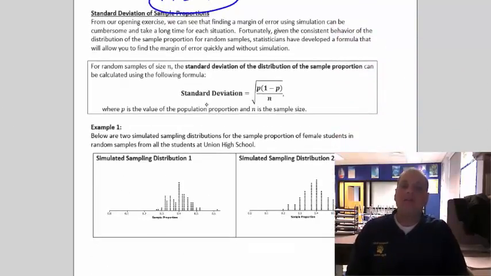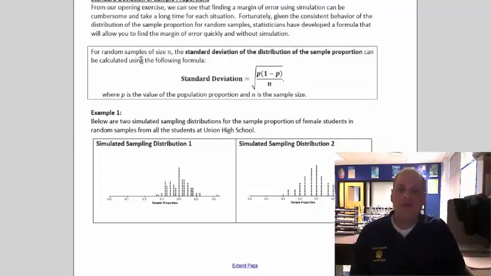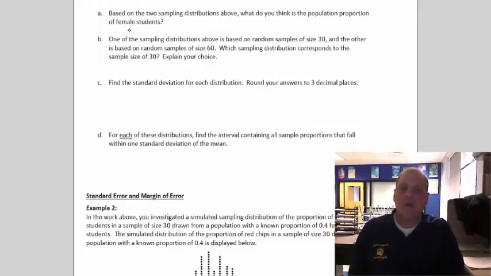Now, standard deviation, turns out we can calculate the standard deviation based on, if we know the proportion and how big the sample is, okay? So below are 2 simulated sampling distributions for the sample proportion of female students in random samples from all students at Union High School. So here's one and here's another one. All right. Based on the 2 sampling distributions above, what do you think is the population proportion of female students?